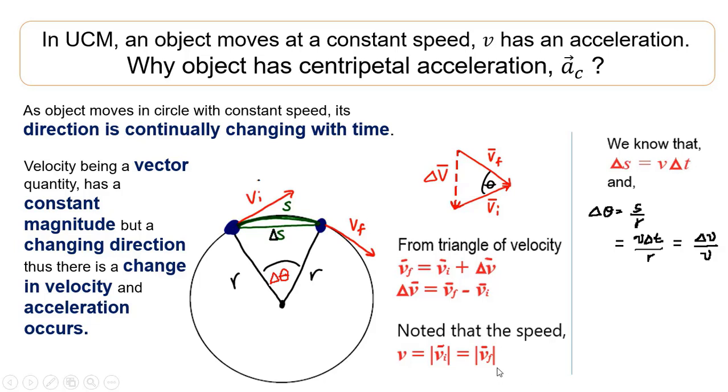So, since the acceleration is the rate of change of velocity, by rearranging this equation, the acceleration becomes v squared over r. And this acceleration is called centripetal acceleration. So, the equation of a_c equal to v squared over r is proven.